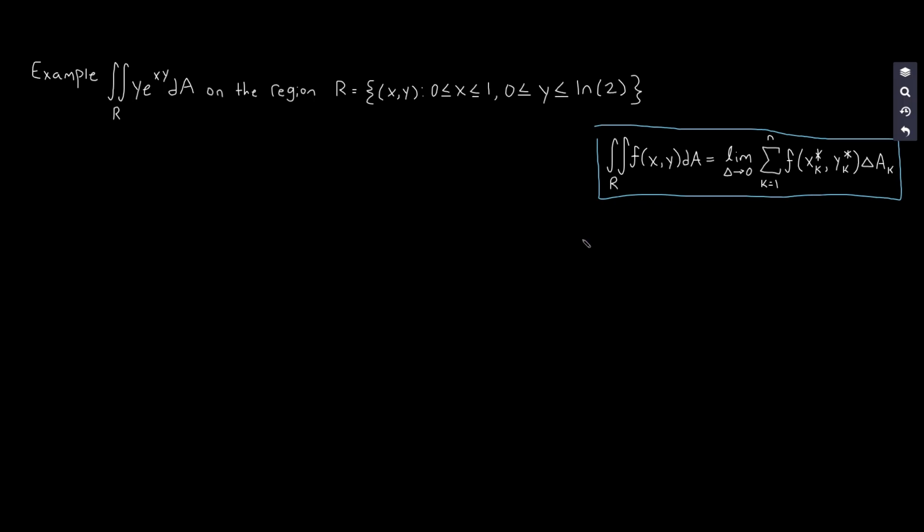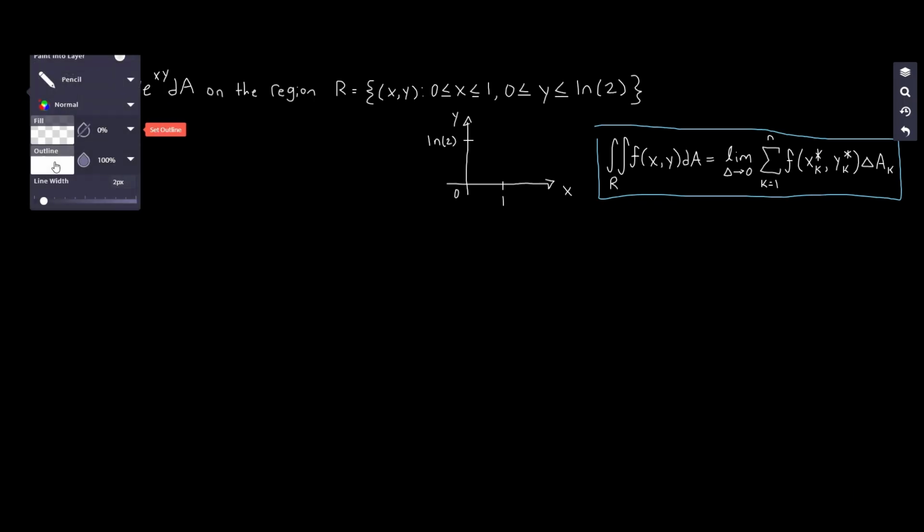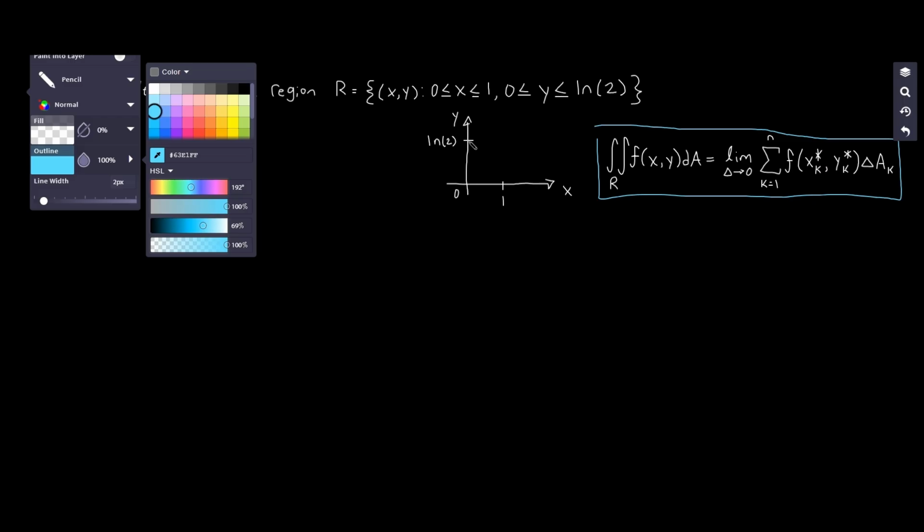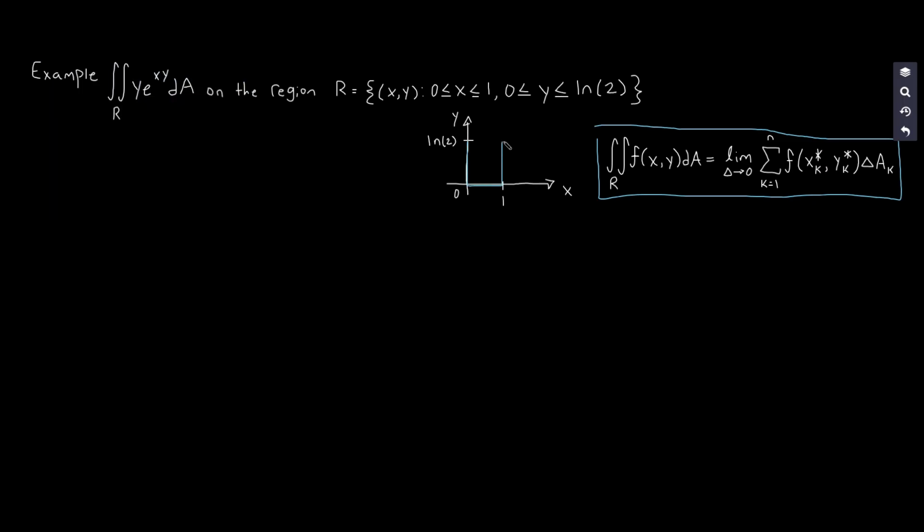If I want to work out an integral with a dA in it, it's up to us to describe which integral we want to come first. So note that the region they're giving me shows that x is going to be between 0 and 1, and then y is going to be between 0 and the natural logarithm of 2. So the region in question is right here.